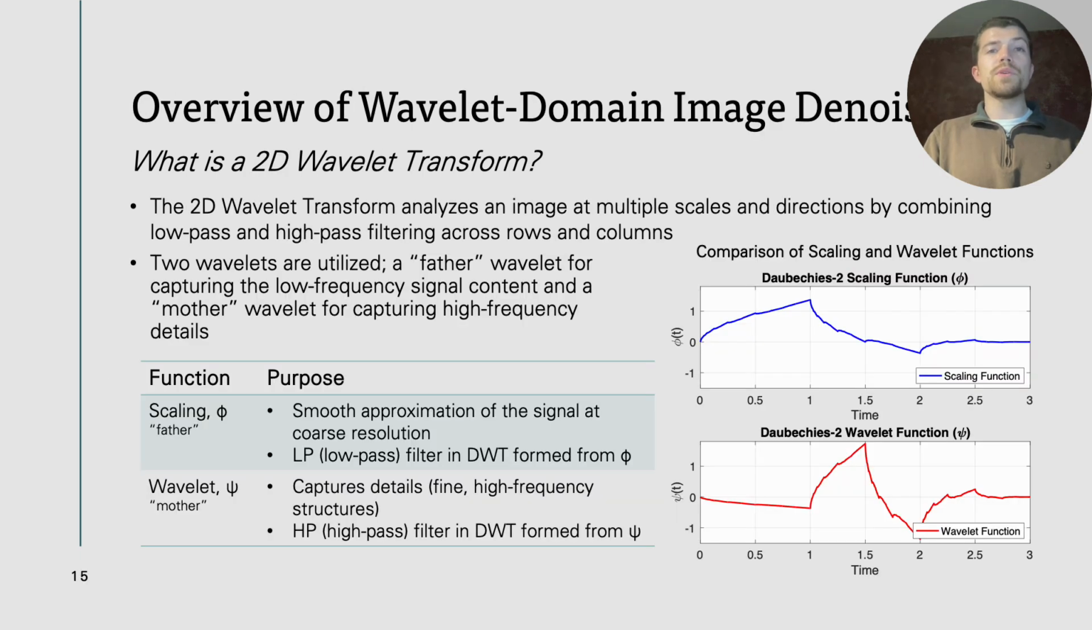In images, in 2D wavelet transforms, we use two wavelets: a father wavelet for capturing smooth, low-frequency trends, and a mother wavelet for sharp, high-frequency changes. Together, they allow us to decompose the image into meaningful subbands. The image on the right depicts the mother and the father wavelets for the dB2 wavelet.